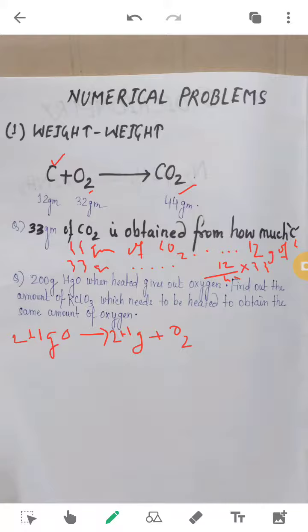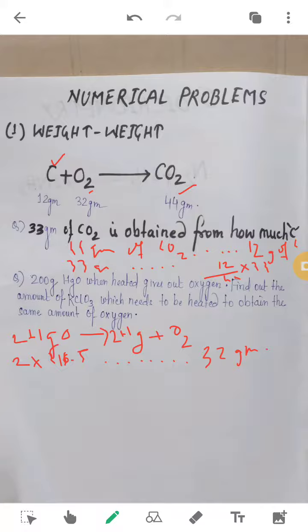First start with this reaction and just find out. See, Hg you will have the atomic weight as 200.5. So here ultimately you get 2 into 216.5 actually. Okay, 216.5. So when this much of mercuric oxide is decomposed, you are getting 32 grams of oxygen, isn't it? As we can get from the balanced chemical equation.